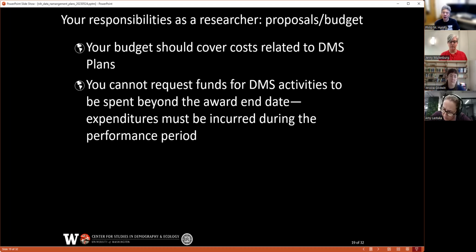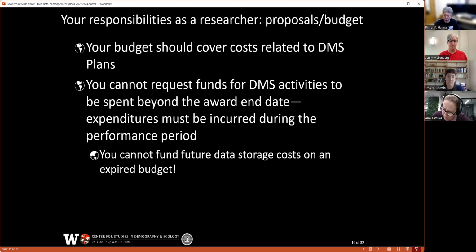So if you have a data set that you want to make public and it costs X amount per year for a repository to host that, and you think that you're going to be having that public for 10 years, you cannot ask the NIH for 10 years of funding to cover that. All of the money of your grant has to be spent within the performance period. So that's the way it is. You cannot fund future data storage costs on an expired budget.